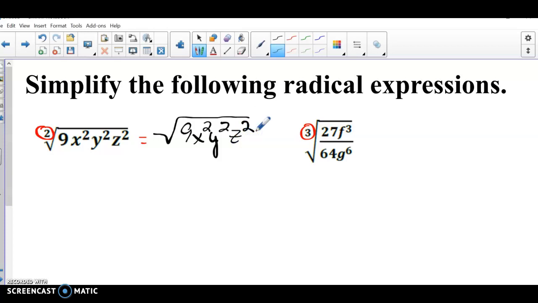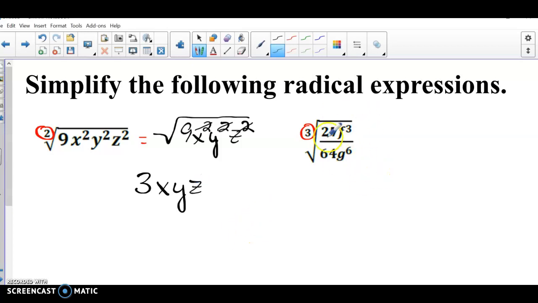Now, this one's real easy. This is a basic problem. All you're doing is taking the square root. The square root of 9 is 3, so that comes outside of your radical sign. When your exponent and your index match, then that comes outside of your radical sign. So this one will come out, this will come out, and this would come out. So our final answer would be 3xyz.